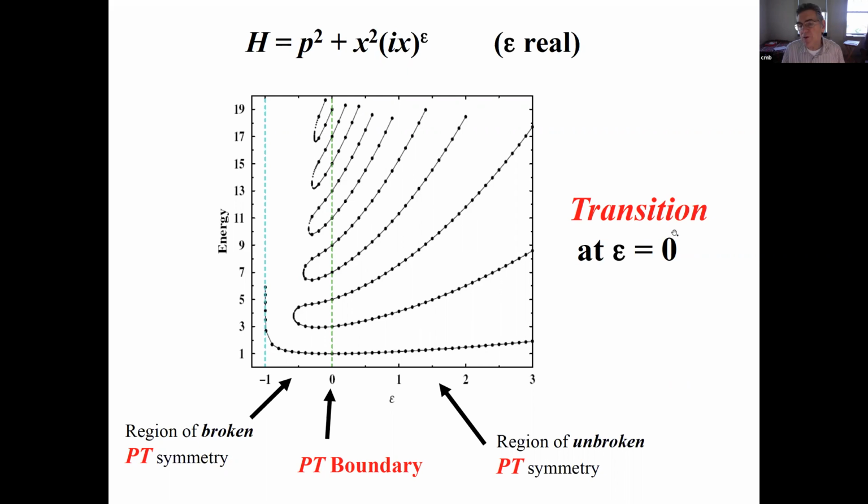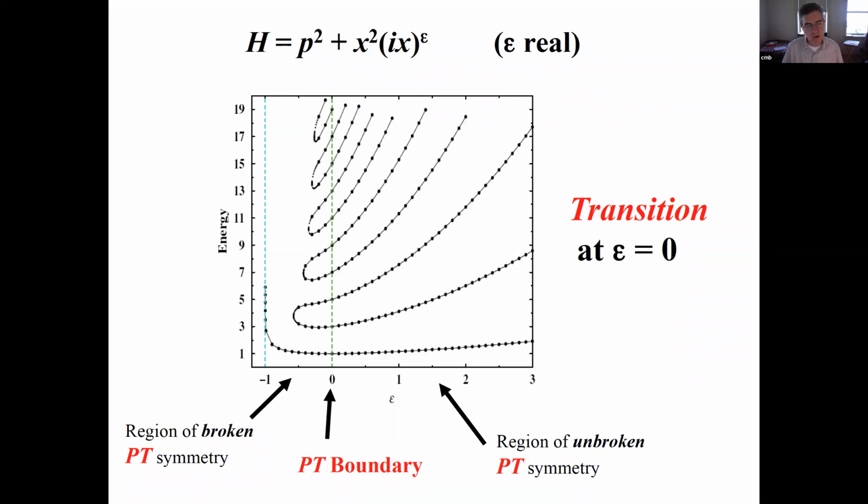This is called the PT transition. This is the region that we call the region of unbroken PT symmetry. This is the region of broken PT symmetry. In the region of unbroken PT symmetry, all of the eigenstates of the Hamiltonian are also eigenstates of the PT operator. But in the region of broken PT symmetry, the states of the Hamiltonian are not eigenstates of PT.